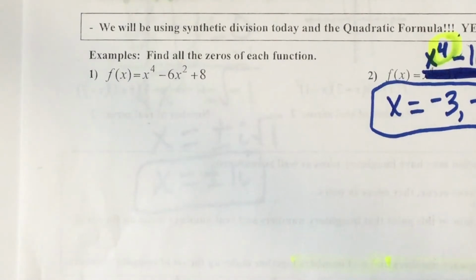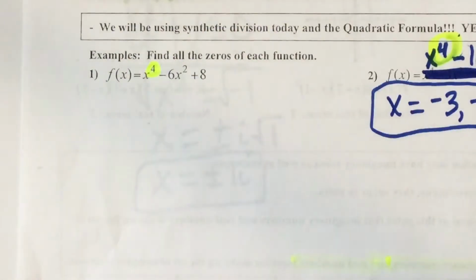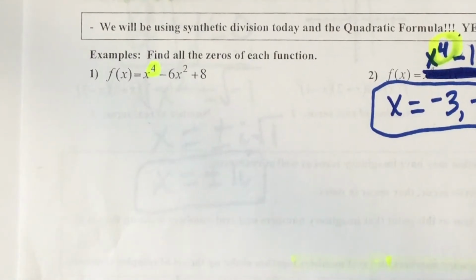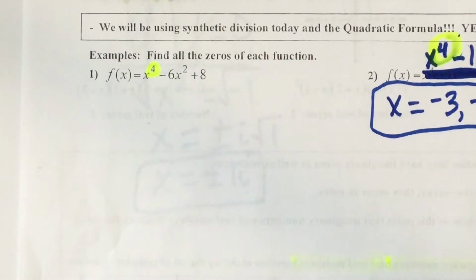Okay, so first thing I need to do is figure out how many answers I'm going to have. And do you know how many answers I'll have total when I'm done? That's right, I'm going to have 4. So there's going to be 4 zeros, 4 complex roots. Okay, so first thing I'm going to do is I'm going to see if I can find the answers on my calculator.